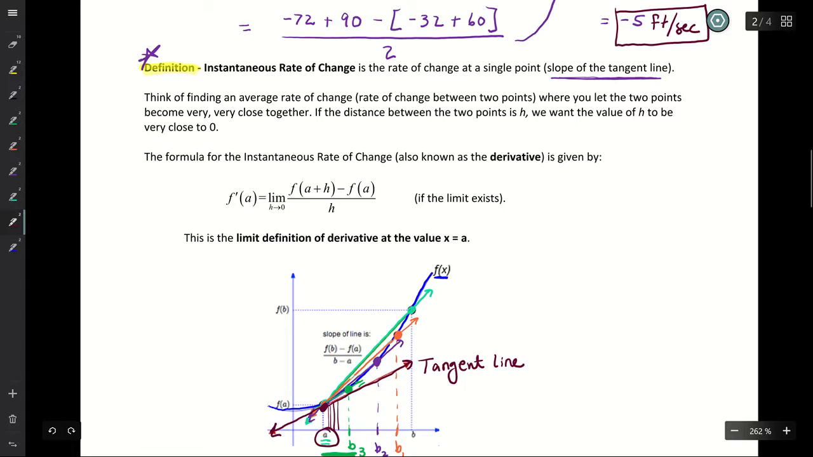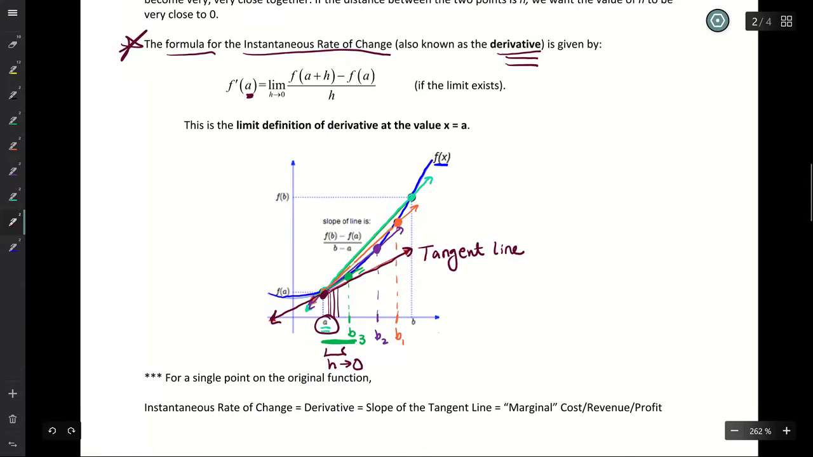The formula, and this is super important, for instantaneous rate of change, also known as the derivative, is given by f prime of a. The prime indicates we're taking the instantaneous rate of change, or the derivative. Specifically, we want it at a. Notice here, we didn't need an a and a b because we want to approach that value a. It's the limit as h approaches 0 of f of a plus h minus f of a, all over h.